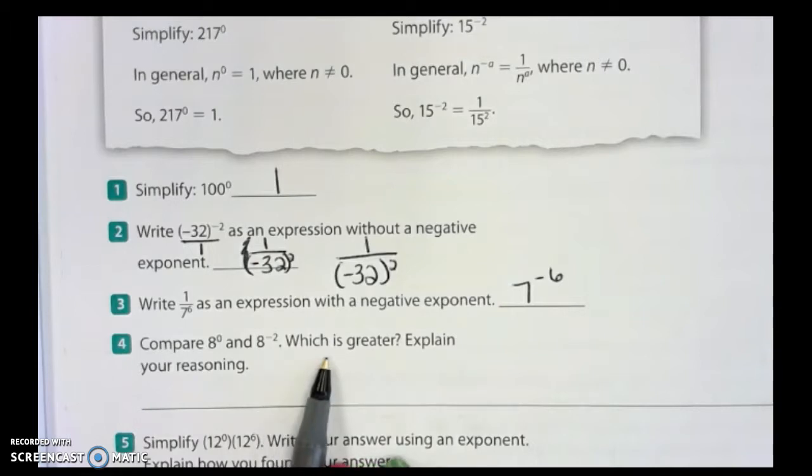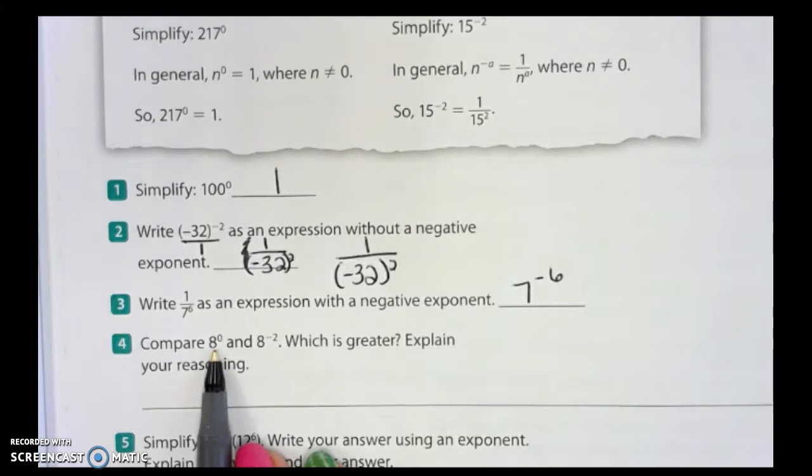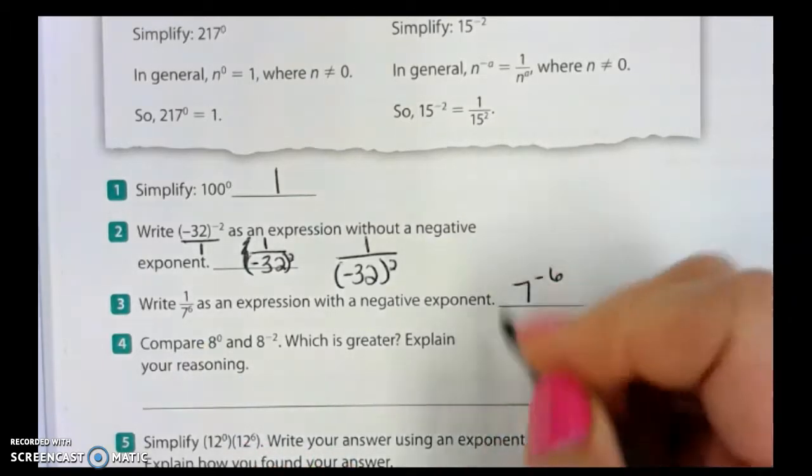Number 4, compare 8 to the 0 and 8 to the negative 2. Which is greater? Explain your reasoning. How many of you think 8 to the 0 is greater? How many of you think 8 to the negative 2 is greater? Okay. 8 to the 0 is 1.